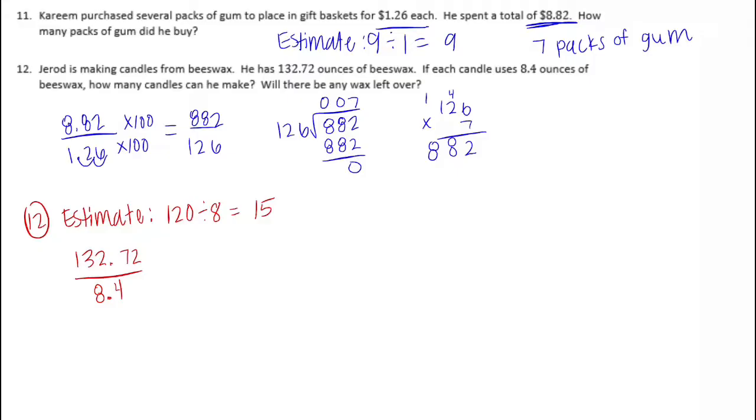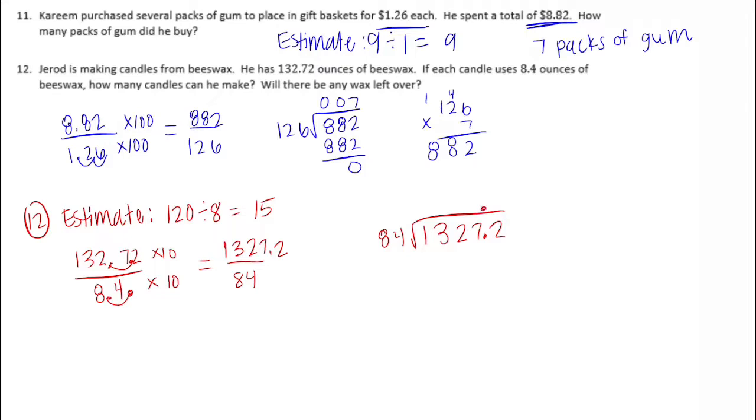And let's have a whole number divisor. So I'm going to move that 1 place, 1 power of 10, which makes that 84. If I move this 1 place, I get 1,327 and 2/10. I'm going to move my decimal point straight up. And 84 can't go into 1 or 13. It could go into 132 only once. 12 minus 4 is 8. Borrow, 12 minus 8 is 4. So we have 48. Bring down the 7.